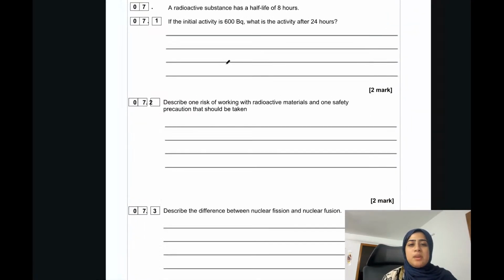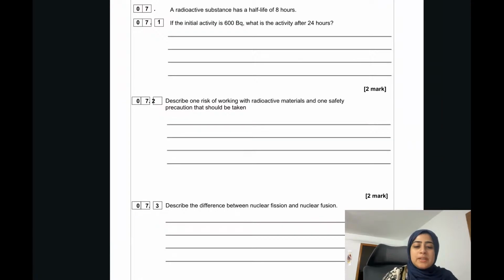Okay, so this is one that a lot of people struggle on, radioactivity. A radioactive substance has a half-life of 8 hours. If the initial activity is 600, what's the activity after 24 hours? So how many half-lives have passed in 24 hours if each one is 8? Well, 8 times 3 is 24. So 3 half-lives have passed in that time.